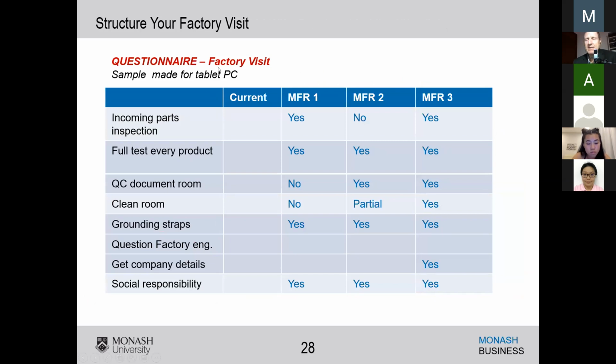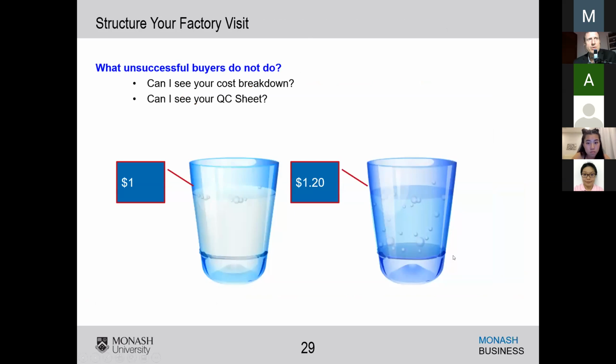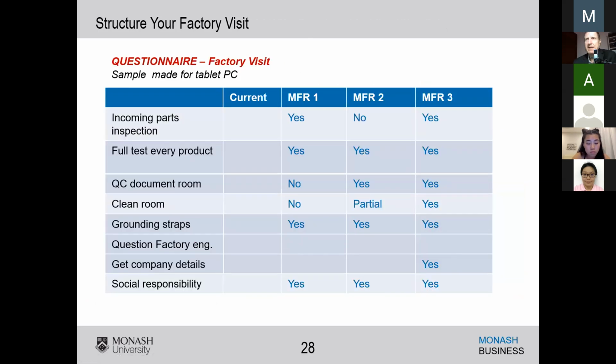Now we go to the factory, and here's our manufacturer 1, 2, and 3. Remember, some of you chose number 3, and notice the incoming parts inspection, QC document room, clean room. Yes, yes, yes, yes, yes. So suddenly manufacturer 3 is actually looking better than manufacturers 1 and 2. So then we go to the next stage. What we've done for the last 2 hours is talk about a lot of non-price factors.